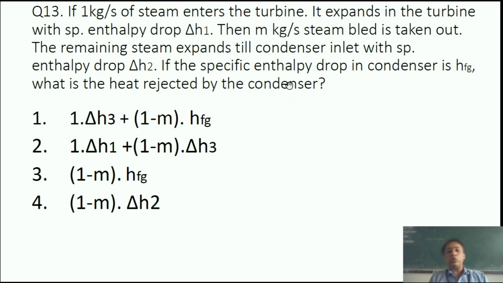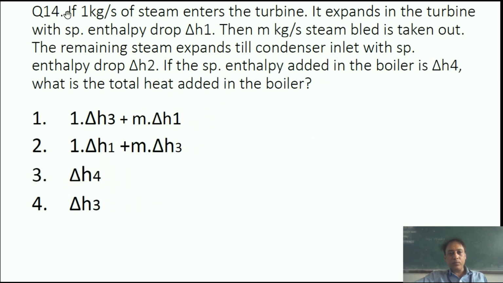Now, the question is that after doing work, when it is passing through the condenser, how much heat is rejected? Simple. Since m kg per second of steam bleed is taken out from the turbine itself, the amount of steam reaching the condenser is 1 minus m kg. So 1 minus m kg is reaching the condenser. So 1 minus m into HFG is the total heat rejected by the condenser. So this is the answer.